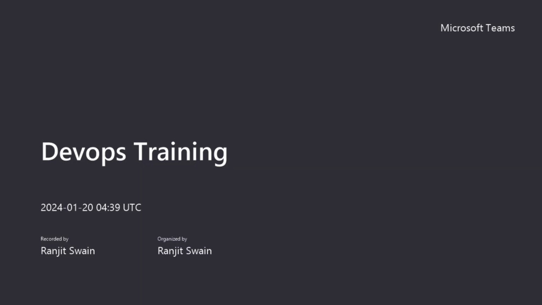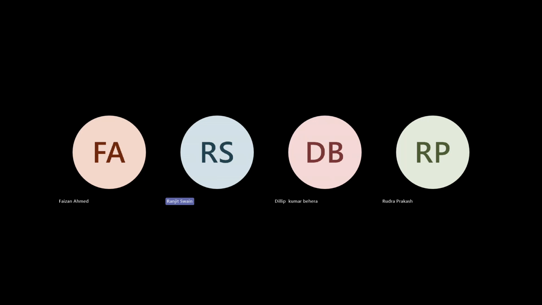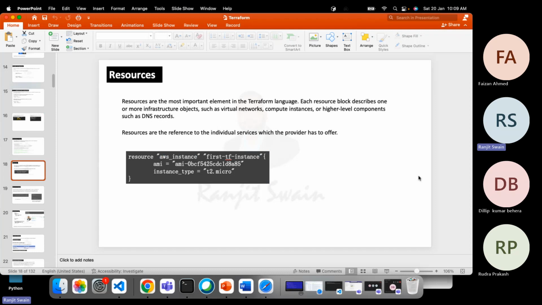First examples, first EC2 instances. So that time we saw how we can use the provider block and where we can get the complete details of the provider blocks and how you can go and get the resource blocks, right? And what is the resource block? Resources are the most important element in the Terraform language.